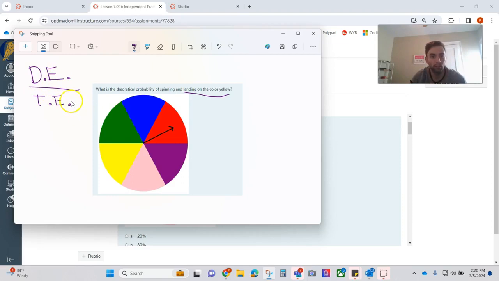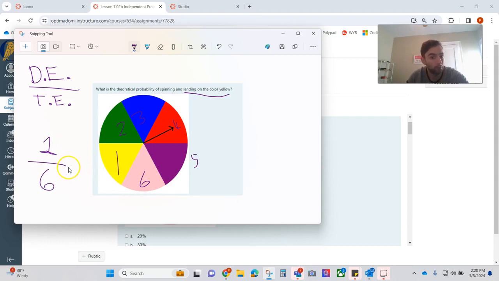So how many desired events are there? How many times could we land on yellow? Once, right? Only one of these tiles is yellow. So the top number in our fraction is 1. How many total events are there? 1, 2, 3, 4, 5, 6. So there's 6 total events. So 1 out of 6 times you'll get yellow.